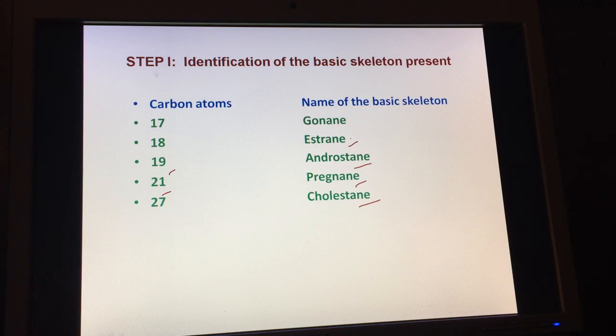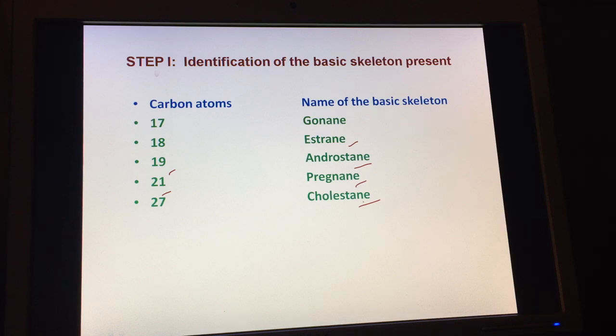Now all estrogens are of the category of estranes. Estrogens are the female sex hormones. Now we have C19, which corresponds to androstane. Testosterone, the male sex hormone, is an androstane derivative. Now we have C21, pregnane, and C27, that is cholestane.